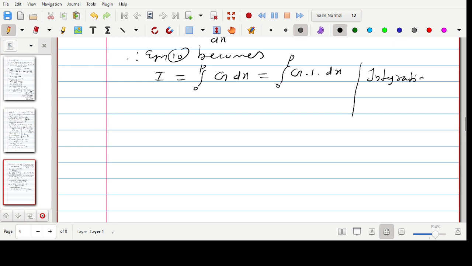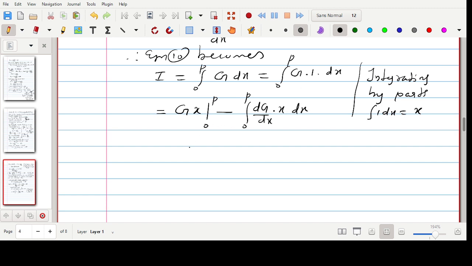Integrating by parts. So by integrating by parts, the first function is g, into the integral of the second function. The integral of 1 dx will be x. So this is g x, limit 0 to p, minus the integral 0 to p of the differential of the first function, dg by dx, into the integral of the second function, x dx.